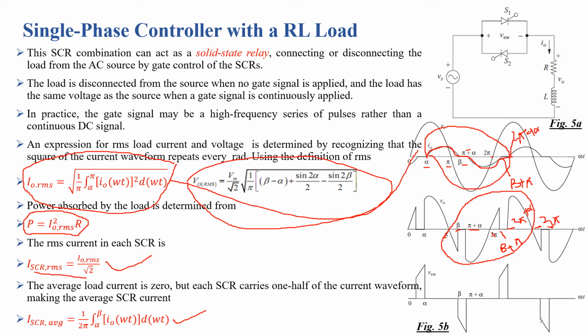So average current is 0. Why? Because of the symmetry of the current waveform at the output. So average is 0, but each SCR carries for one half cycle. So if we are taking the limit for one half cycle like alpha to beta, then the SCR current can be computed by this relationship.